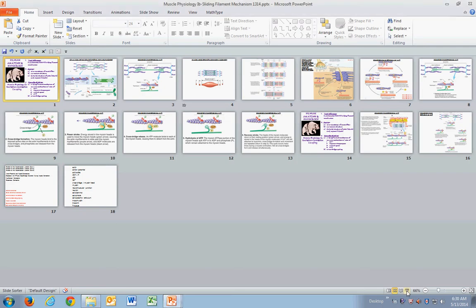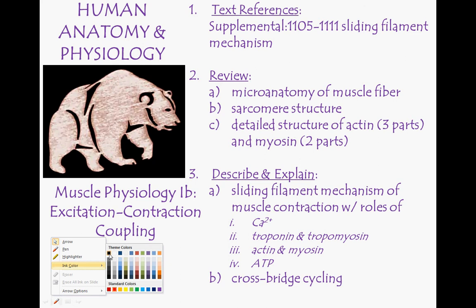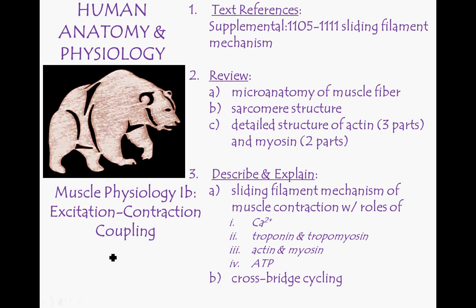Hello, and welcome to another screencast where I'll be discussing muscle physiology 1B. This is going to be the excitation contraction coupling part. So before you embark on this, you should understand and review the microanatomy of the muscle fiber. You should already know what the sarcomere is, and then the detailed structure of actin, that is the three parts of the actin molecule, and then the two parts of the myosin molecule.